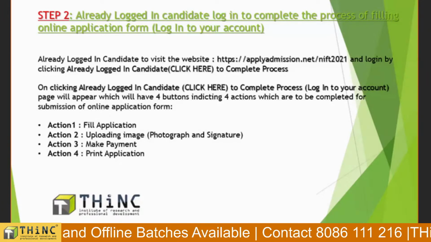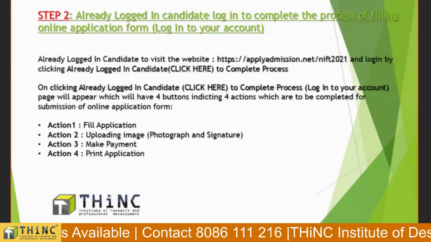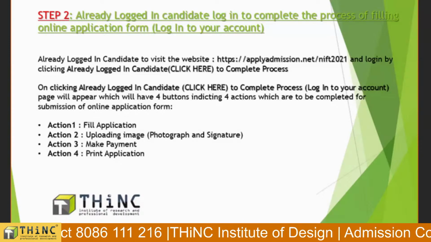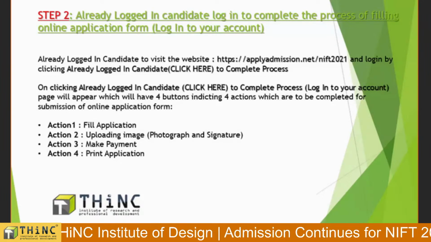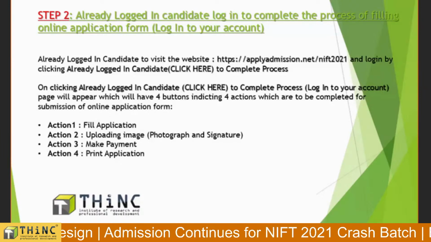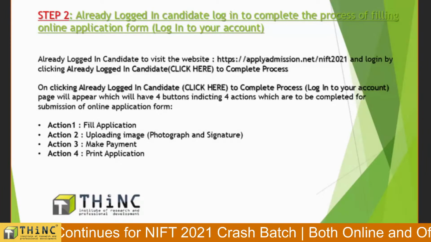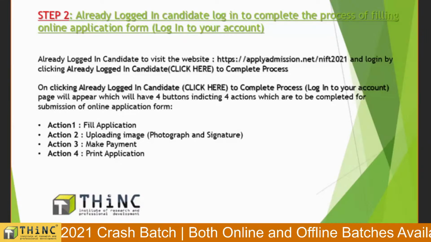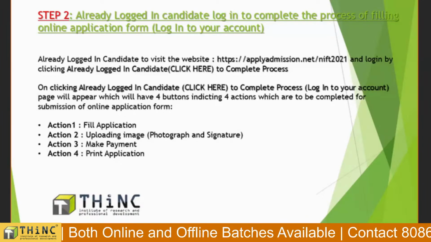Because only the initial stage of the registration process has been completed, after that you have to click on the second link and fill the rest of the application. Which involves the application filling and the image uploading. You have to upload your photograph and signature, make payment, and print the application. These are the actions required in order to complete the process. So you have to completely fill the application, upload the image, make payment, and do all these things.